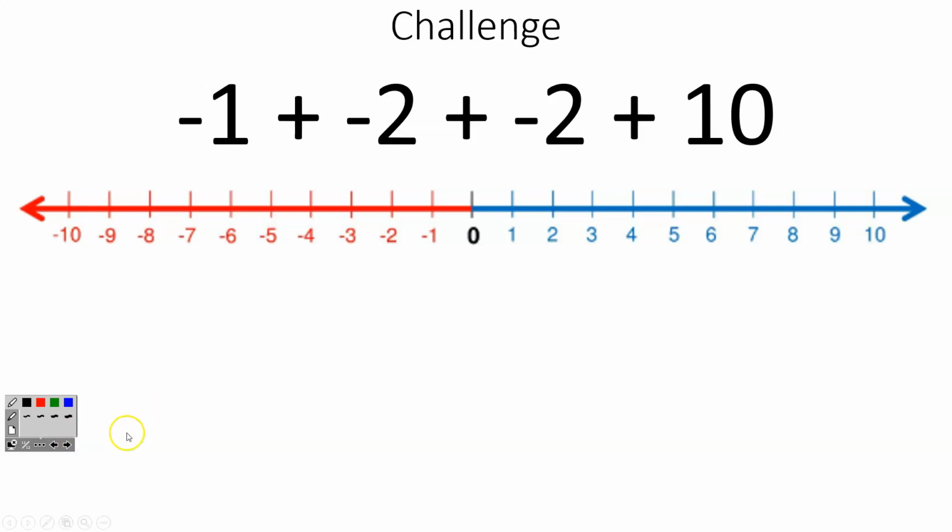So try this challenge question on your own. Go ahead and hit pause and check your work with mine in a moment.